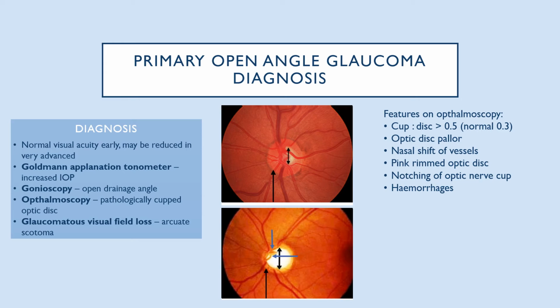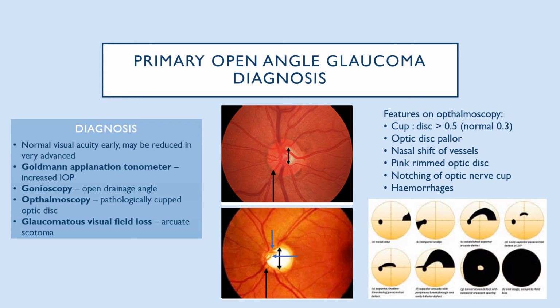And then you can also look at visual field loss. So there is a characteristic glaucomatous visual field loss we see, which you can see in this image here. Initially you get a nasal step, and then this eventually develops into something called a scotoma.